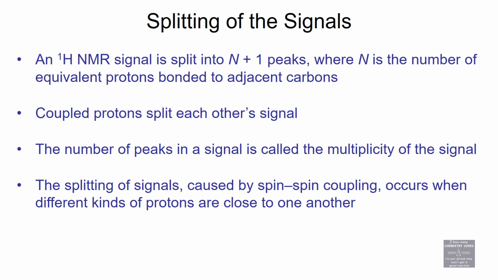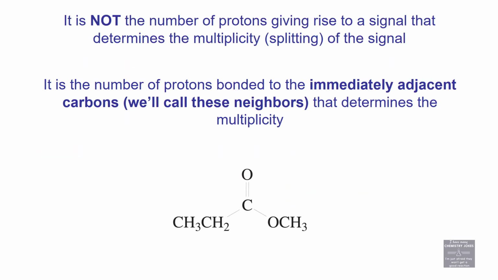Integration is one of the major things that we talk about in proton NMR that we don't talk about in carbon, and splitting is the other thing that we will talk about in proton that we did not cover in carbon. Without simply reading to you, these things follow the n+1 rule. We'll explain with an example. The number of peaks in a signal is called the multiplicity. I much more often refer to it as the splitting of the signal, but it's officially called multiplicity. So the splitting is not the number of protons that gave you that signal. The splitting is about the number of neighboring hydrogens, the immediately adjacent.